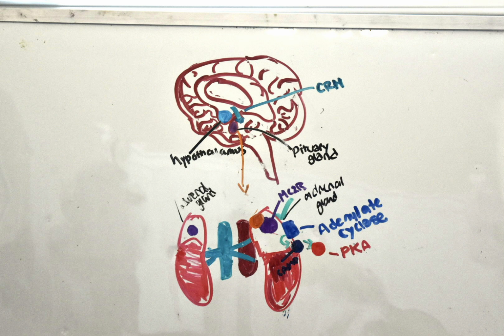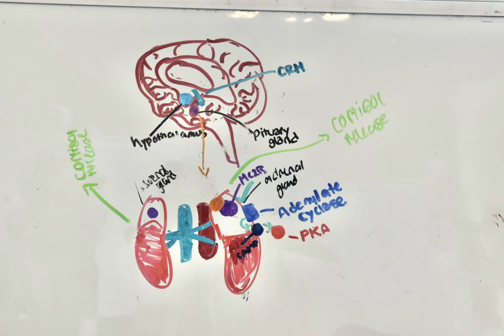cAMP then activates protein kinase A because it binds to the regulatory subunits of it. When protein kinase A is activated, it leads to the production of cortisol. As a result, aldosterone is also released. The cellular response of this signal transduction pathway is nutrient mobilization because cortisol helps to mobilize energy sources such as glucose.